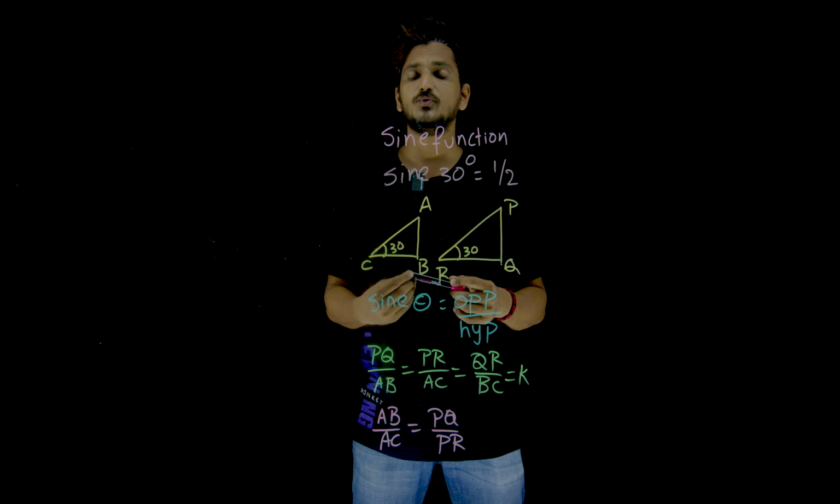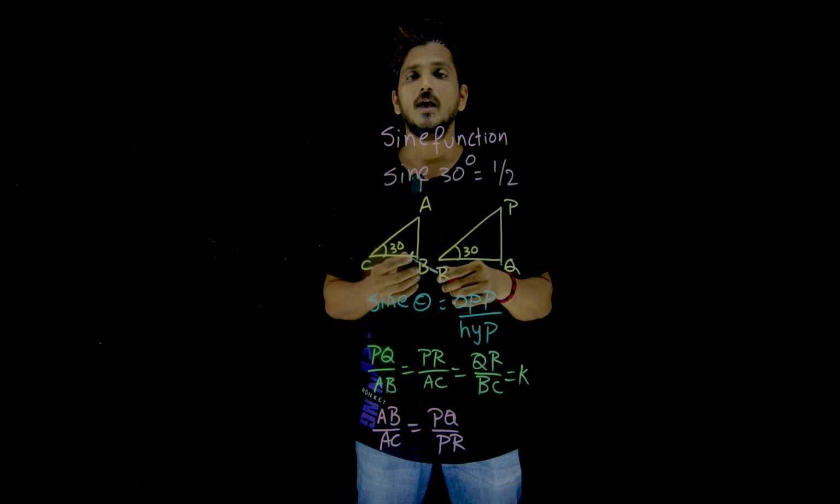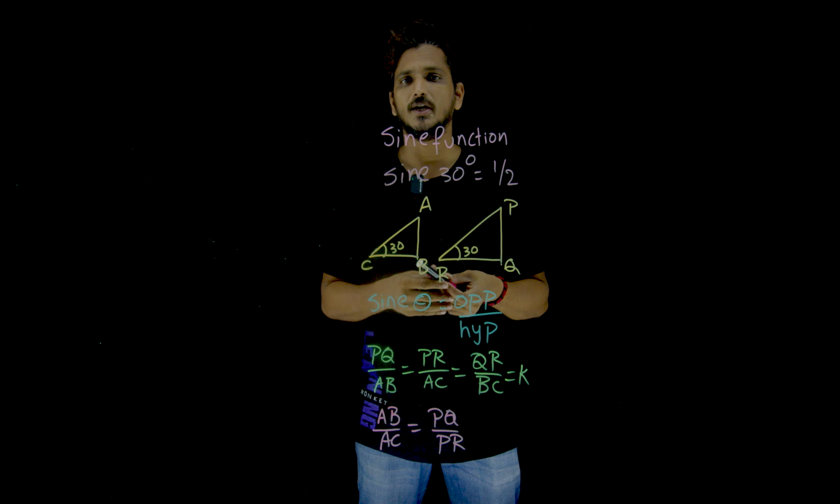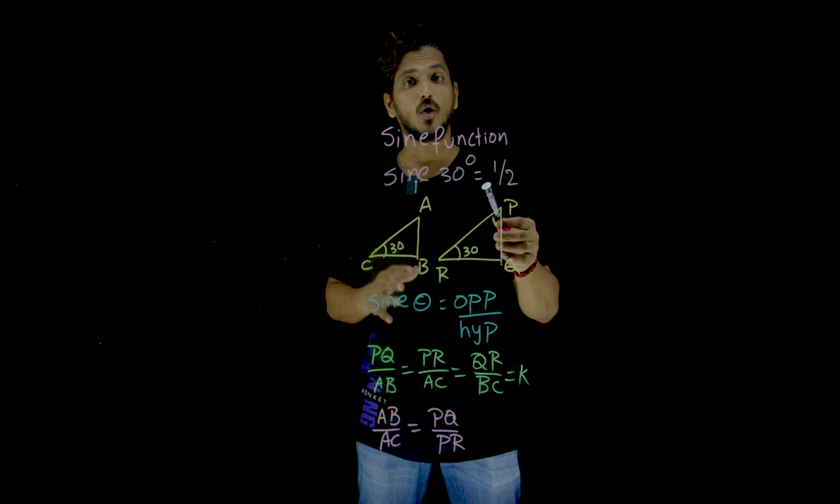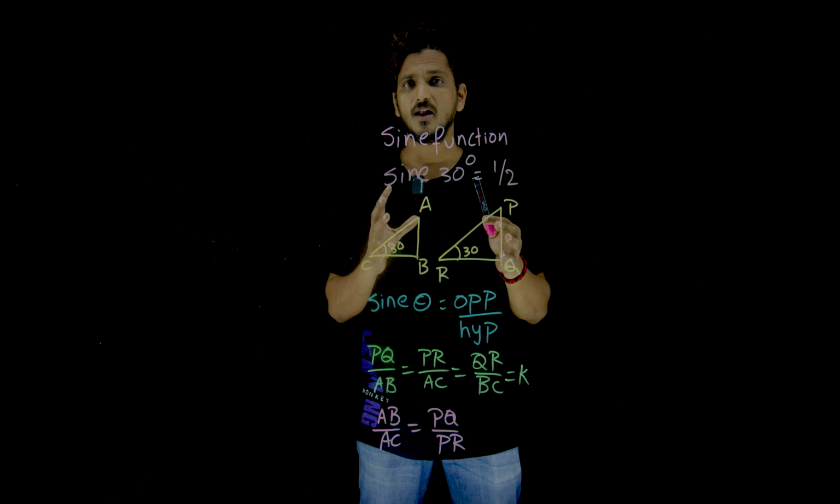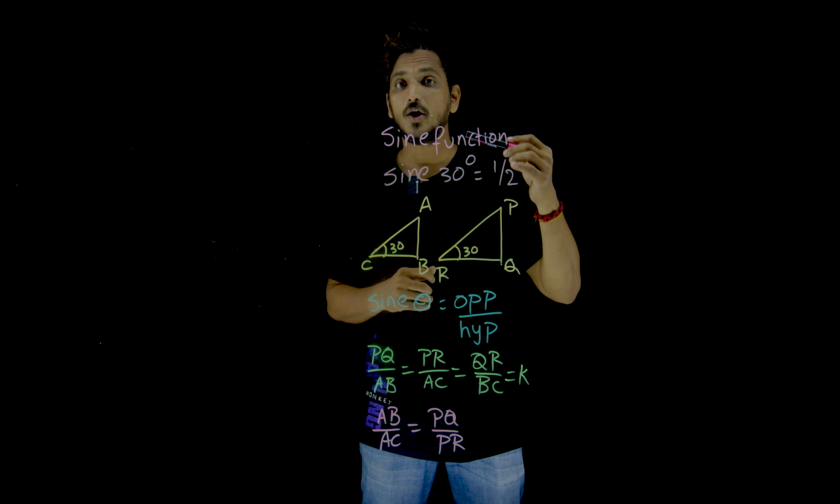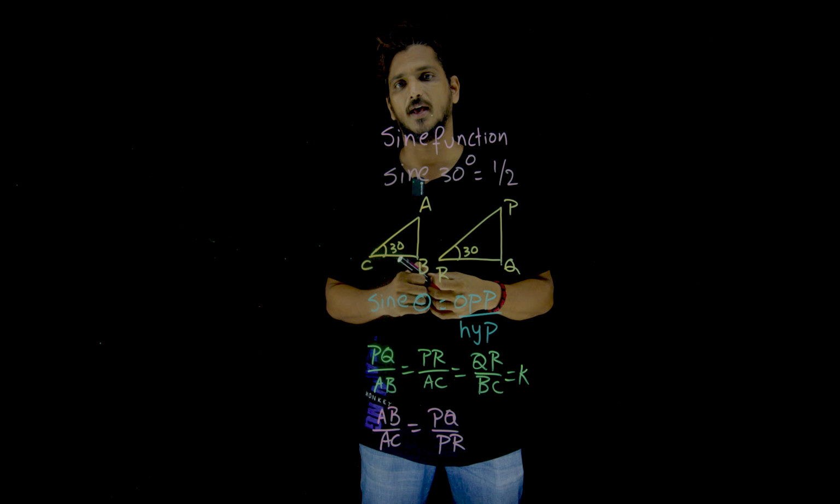Welcome. In this video, we are going to understand the sine function. Why is the sine theta value always constant? Sine 30 is equal to 1 by 2. Whatever the size of the right angle triangle, why is sine 30 always 1 by 2? This is the point we are going to understand in this class.